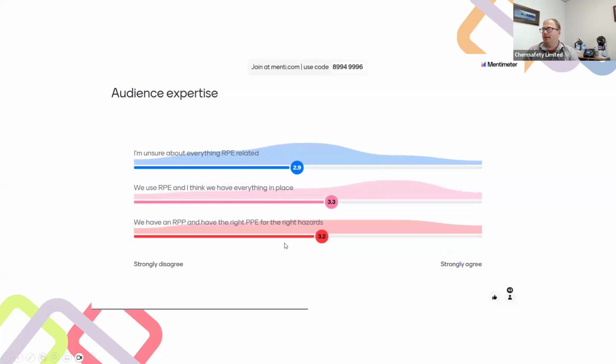How many responses do we have? 44, 47. That's getting a good number. So it's good to see that most of you guys are feeling okay, and we're getting a bit of a peak down here for this one. So you've got your RPE and you think everything's in place, and you're disagreeing a bit more about being unsure about RPE. So that means you've got a good level of knowledge. So that is awesome, and we'll be interested to see how that changes after the presentation.